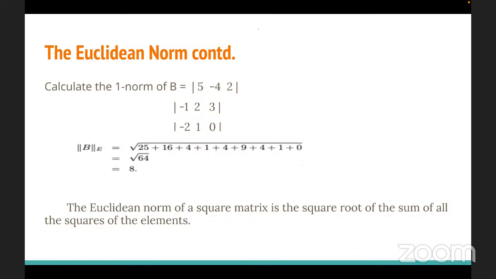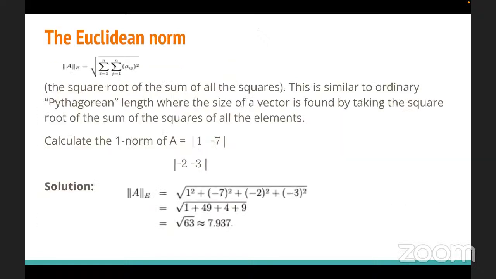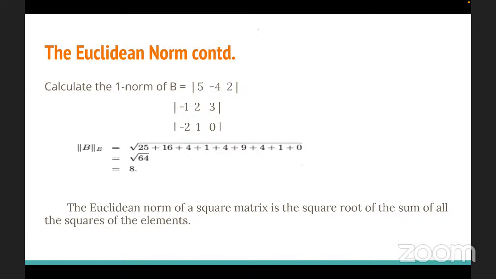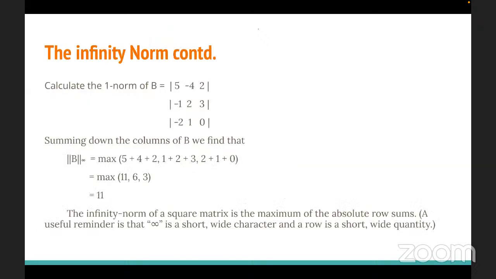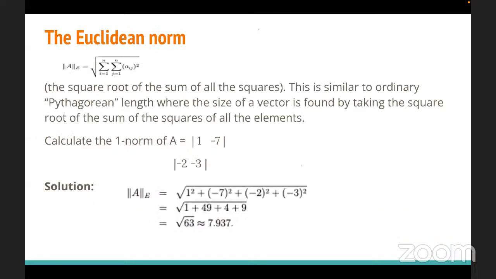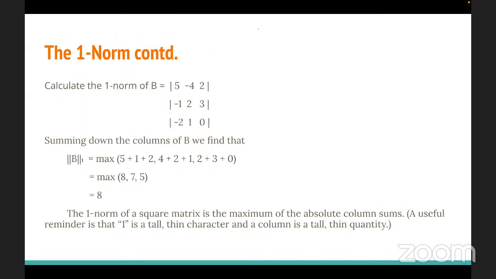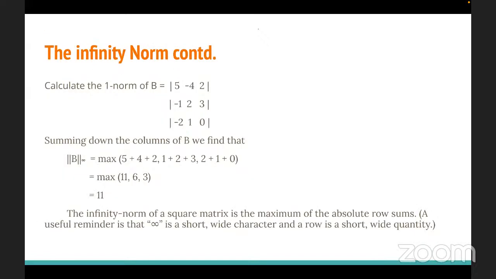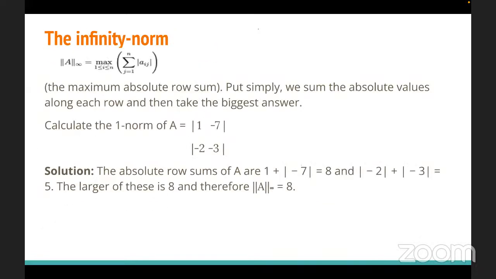So the norm using Euclidean is much more consistent than the one norm and infinity norm. Because if you see, for a 2 by 2 matrix, it was 8, and for a 3 by 3 matrix, it's also 8. Now, if you look at the ones we had before, for the 3 by 3 matrix, we have 11 here, 8 here, and for one norm, we also have 8. So for the 3 by 3 matrix, we got 8 here, 11 here, and 8 here. For a 2 by 2 matrix, we got 8 here.